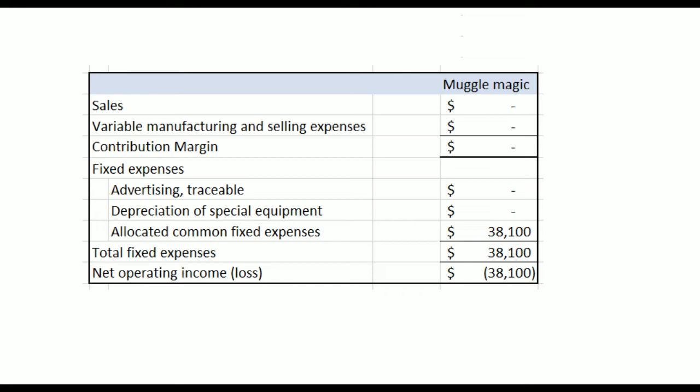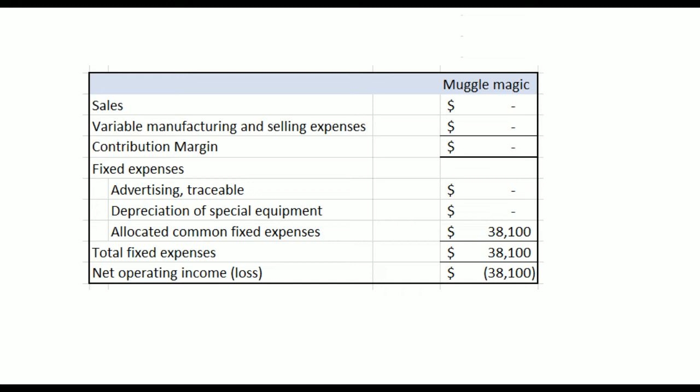And they're only going to pay those fixed expenses that are common, that they have to pay even if the segment is discontinued. So the only one right here is the allocated common fixed expenses, because the advertising is traceable. And when it says traceable, it means that it's only for that segment. The depreciation is a sunk cost. It already happened, so it's not important in this decision. And the only one that is left over is the allocated common fixed expenses.